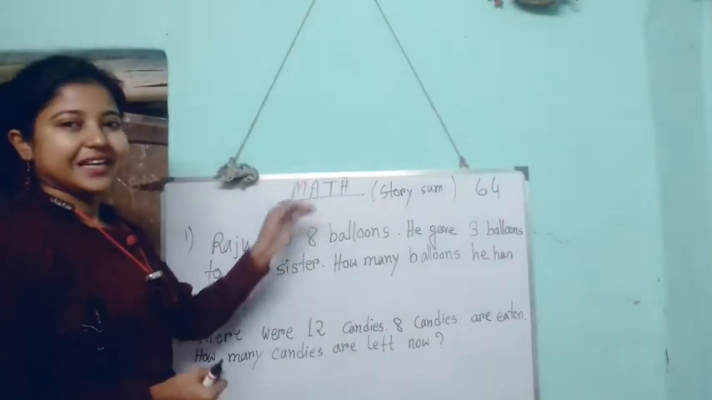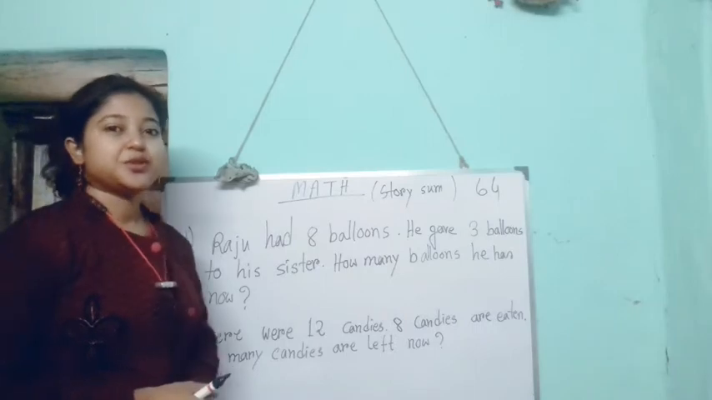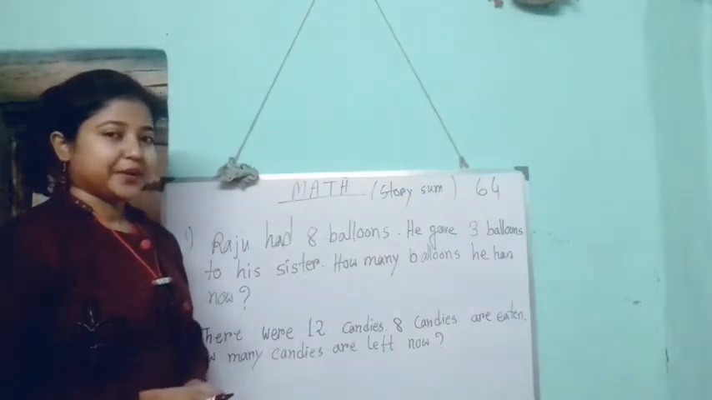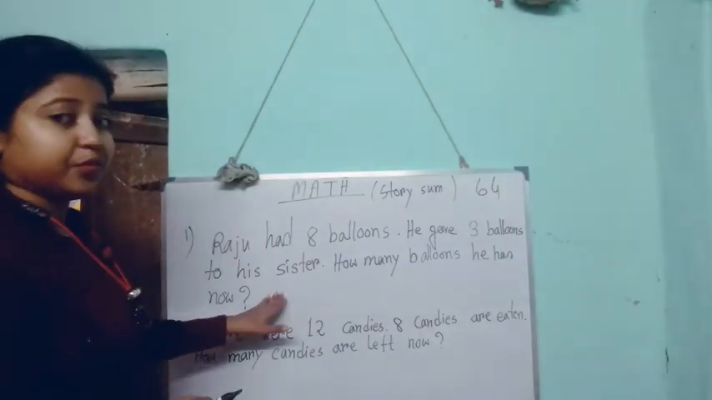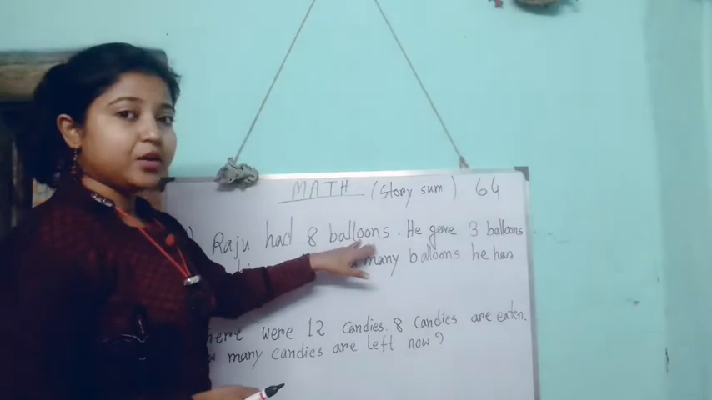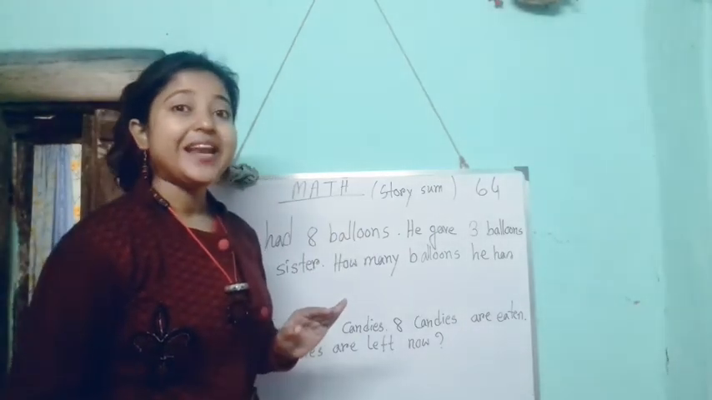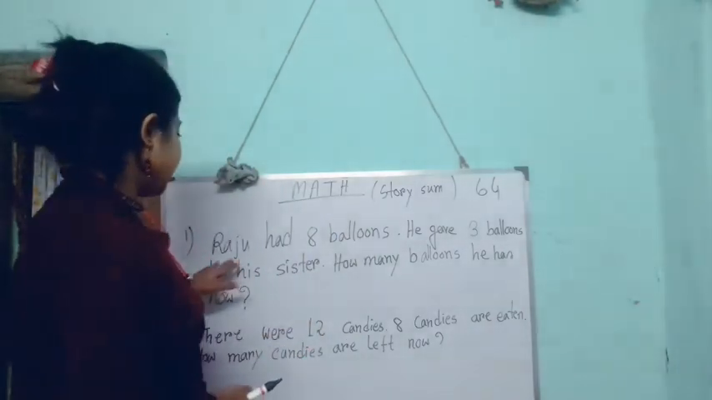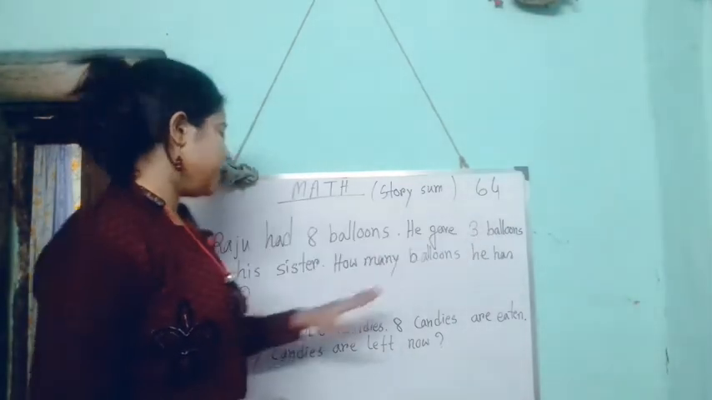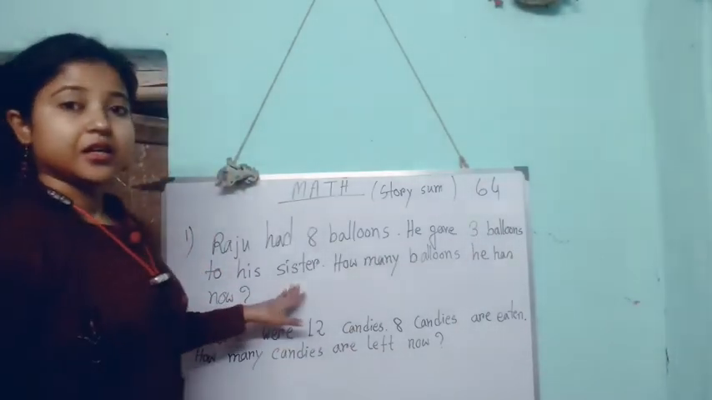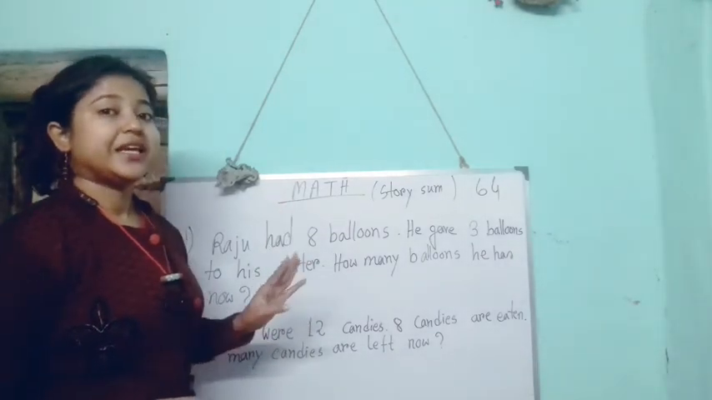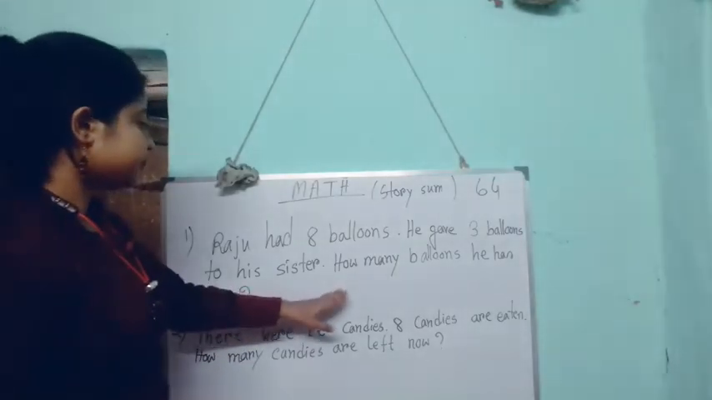It's our math class. Today we will do the story sum of subtractions, page number 64. Okay, so first look at the board. I have written a sum. Raju had 8 balloons. How many balloons Raju had? 8 balloons. He gave 3 balloons to his sister. How many did he give to his sister? 3 balloons he gave to his sister.